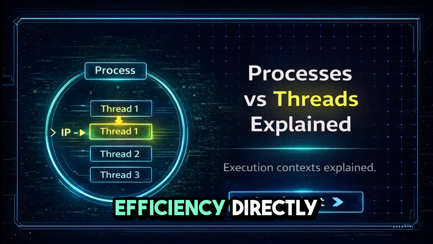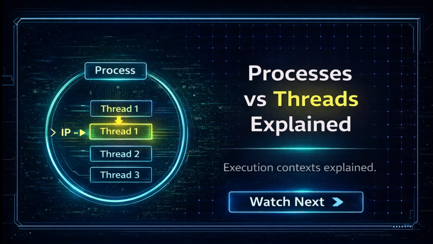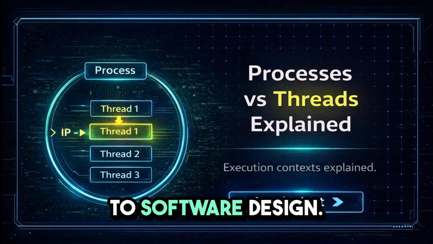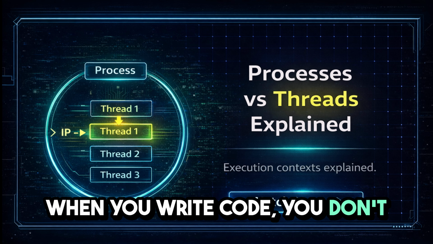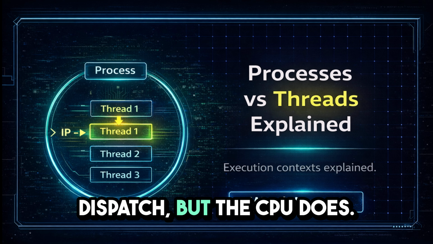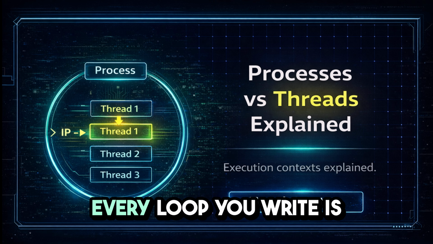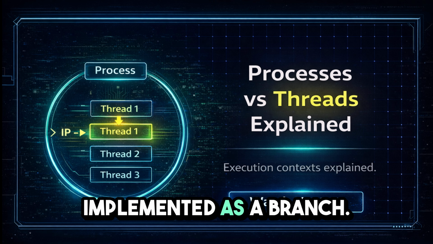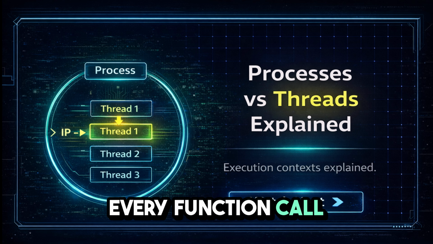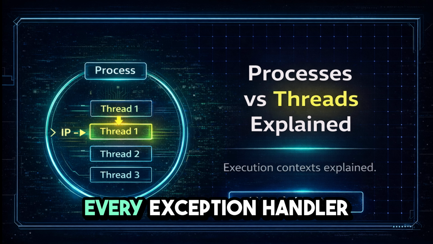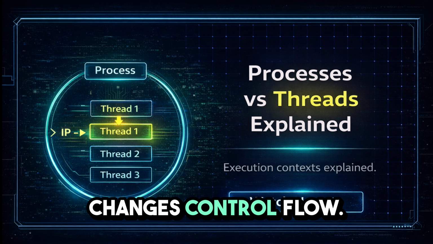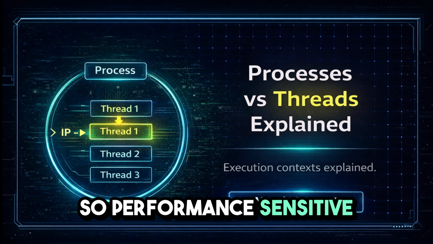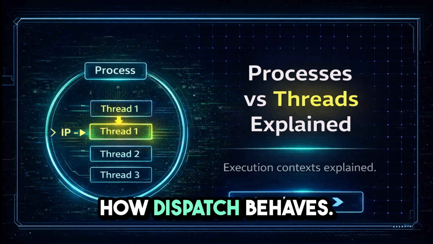This is why branch-heavy code can sometimes be slower. Instruction dispatch efficiency directly affects performance. Now let's connect this back to software design. When you write code, you don't think in terms of instruction dispatch, but the CPU does. Every loop you write is implemented as a branch. Every function call becomes a jump and return. Every exception handler changes control flow. So, performance-sensitive systems often consider how dispatch behaves.